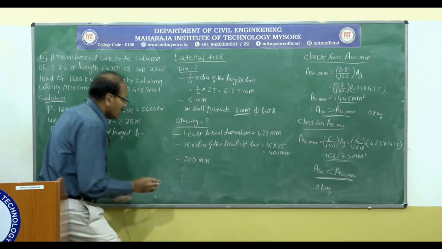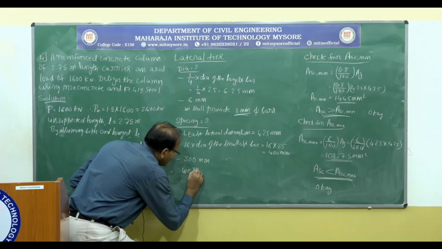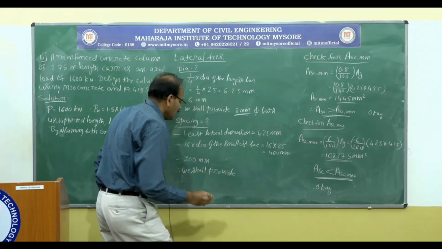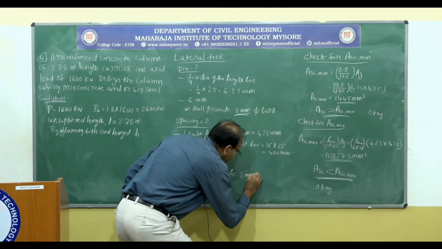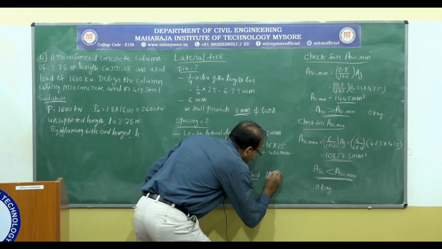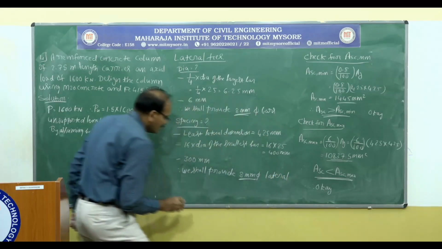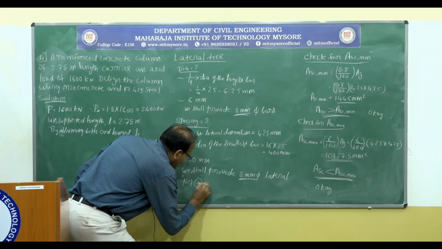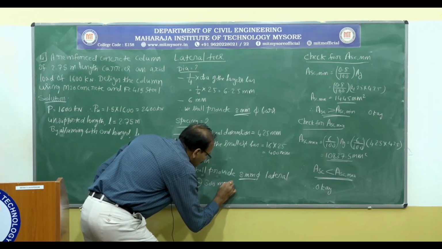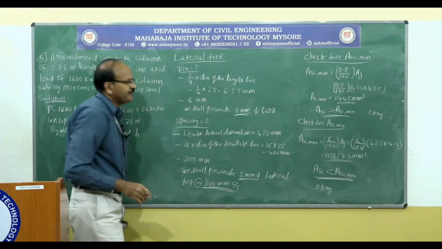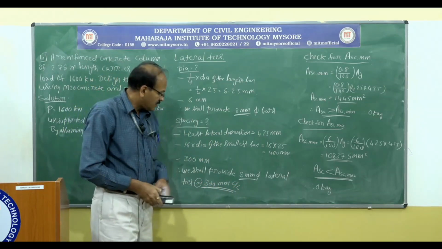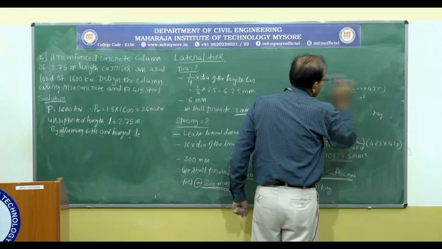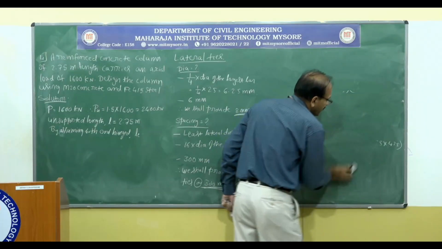Therefore, we shall provide eight mm dia lateral ties at 300 millimeter center to center. Is it clear to you? So this completes the problem. Let us finish the problem with reinforcement details.